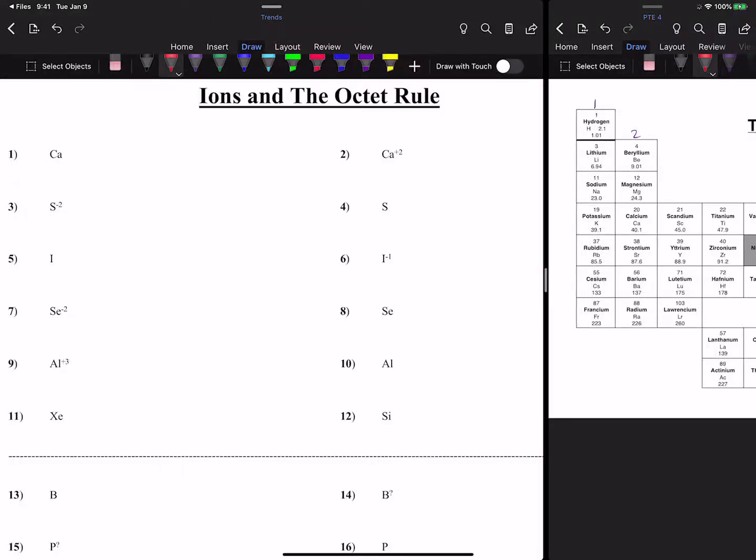Looking at the first page of the new set of practice problems, I'd like to explain how the octet rule leads to the formation of positive and negative ions for different elements. There's also a pattern to how these ions form, or the charges of these ions on the periodic table.